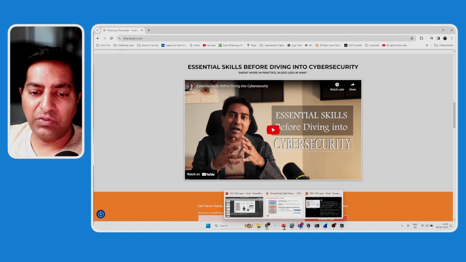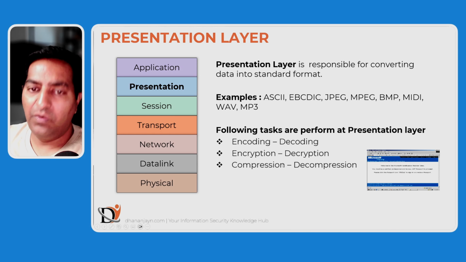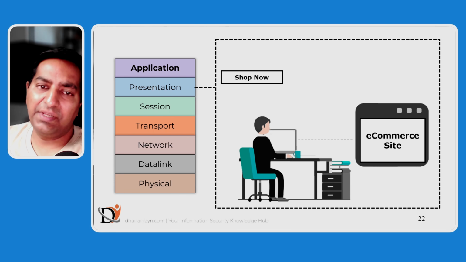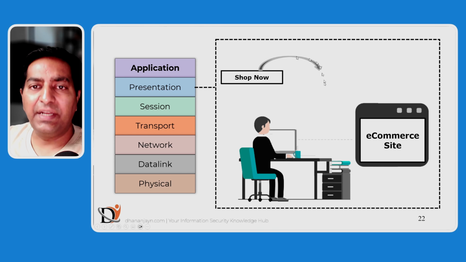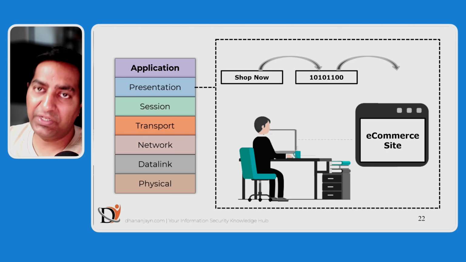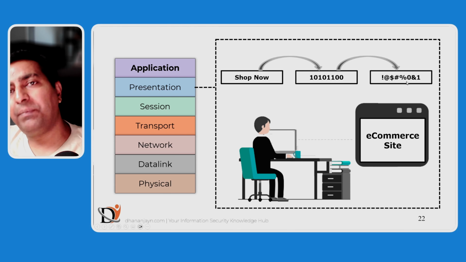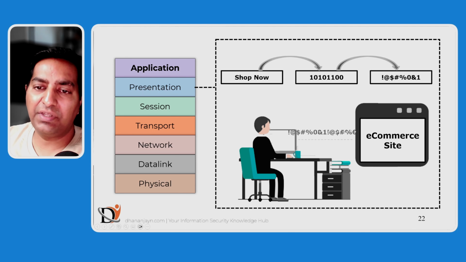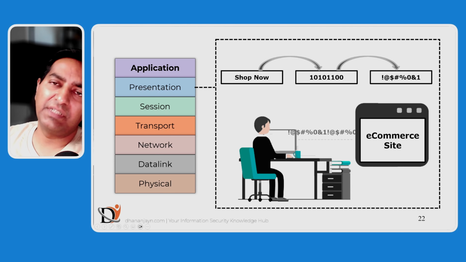Now moving back to our slide. We have understood enough about the presentation layer. Now let's try to understand what is actually happening. Suppose you are shopping on an e-commerce site. When you press the shop now button, the data will first be converted. That is where encoding comes into the picture, and it's also encrypted while you make transactions. That's where the presentation layer secures the communication between the user and the e-commerce website.